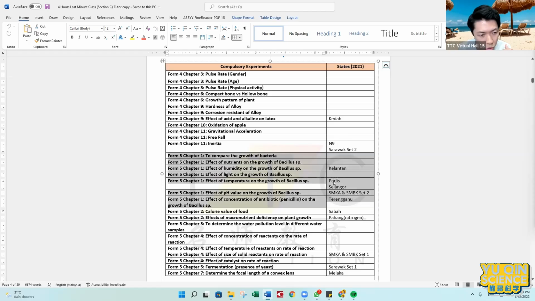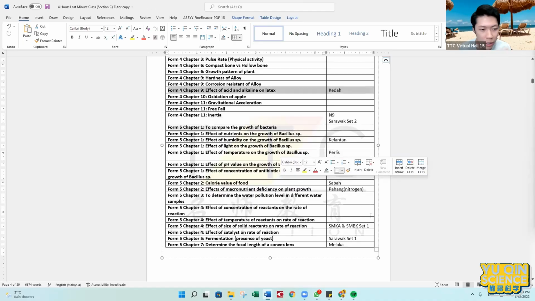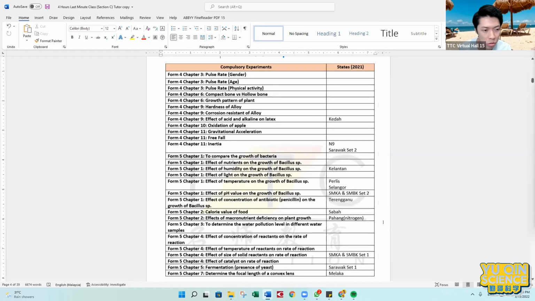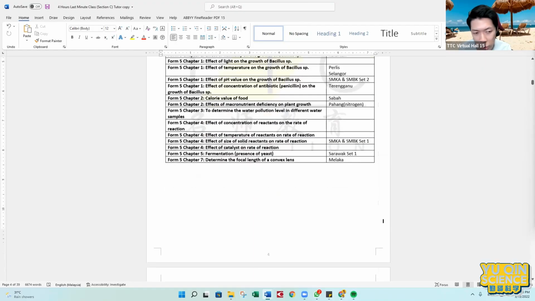At least 5 states, or I should say 5 trial papers, came out with different factors of growth of microorganisms. Two states had acid and alkaline. So it's here and there a bit. If you're wondering, this is page 4, by the way.